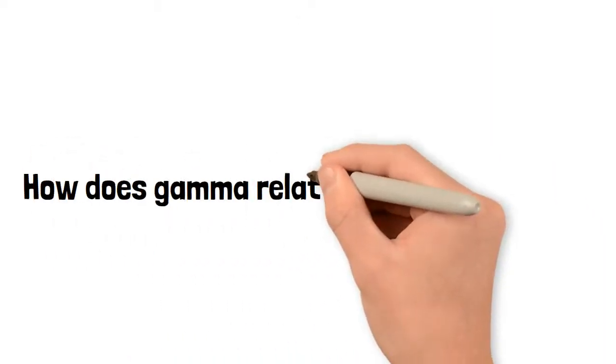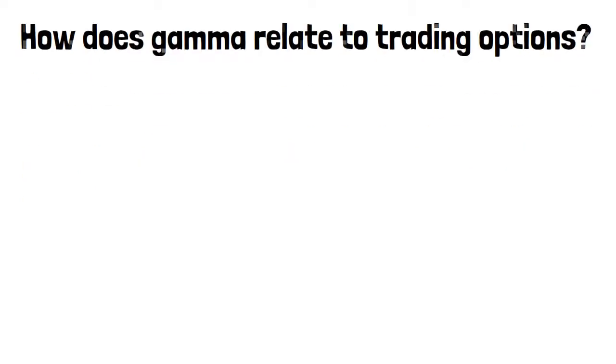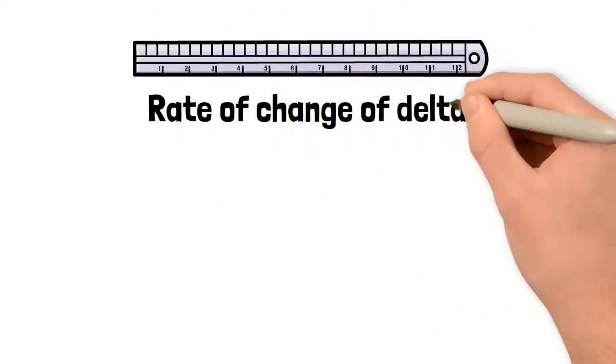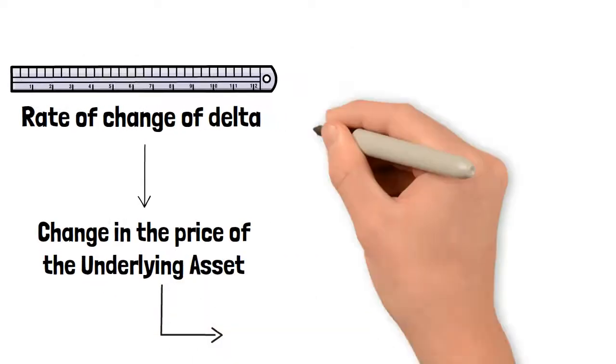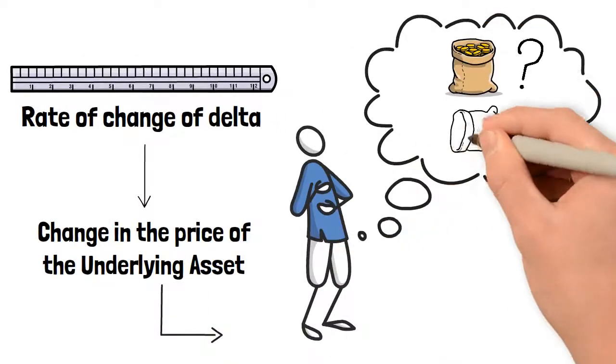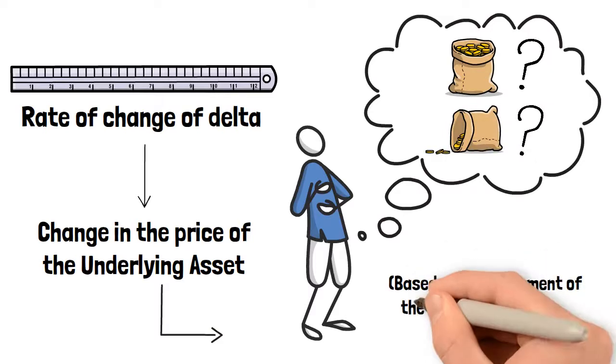How does gamma relate to trading options? Gamma measures the rate of change of delta in relation to the change in the price of the underlying asset, and it enables you to predict how much you're going to make or lose based on the movement of the underlying position.